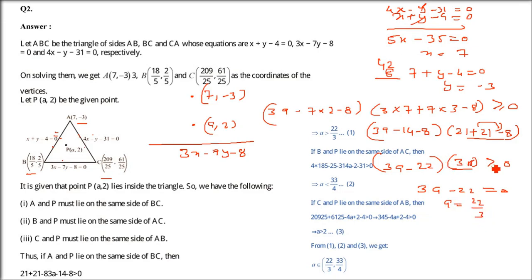Okay, so this is our one condition: A is greater than or equal to 22 by 3, for the points A comma 2 and 7 comma minus 3. The same thing we have to do for the others also. For 4x minus y minus 31, you have to put 18 by 5, 2 by 5 and A comma 2 in this. For x plus y minus 4, you have to put A comma 2 and 209 by 25, minus 61 by 25, and multiply them, greater than or equal to 0. So three situations are there.